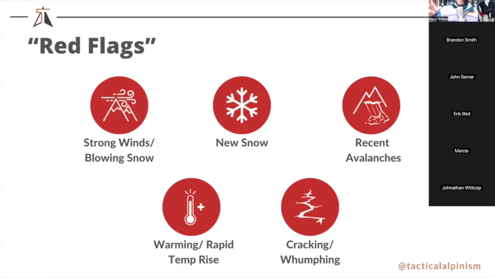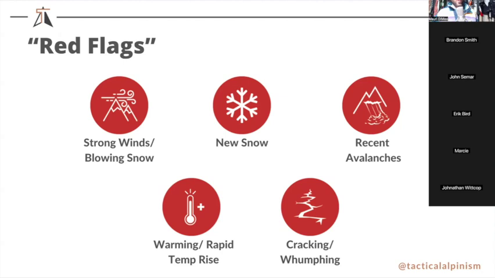Warming decreases bonds in the snowpack, making it weaker. But then when it refreezes, it gets stronger. So rapid warming, which can also be rain because you're adding a lot of warmth to the snowpack, is a big red flag and a good idea to stay away from the terrain that is warming.